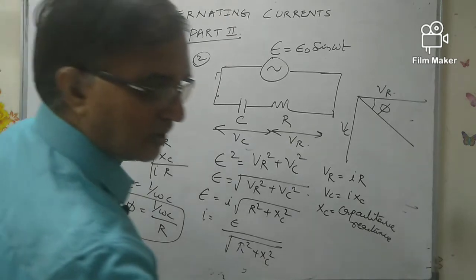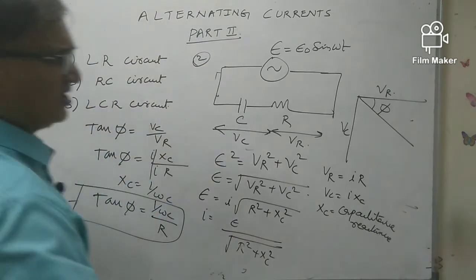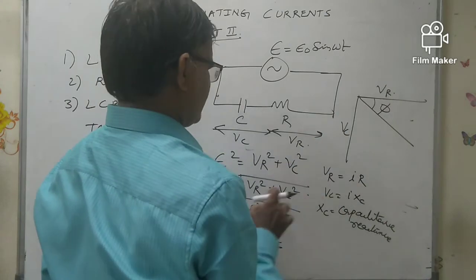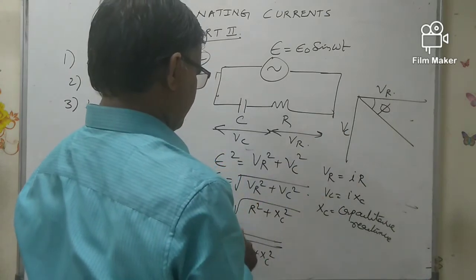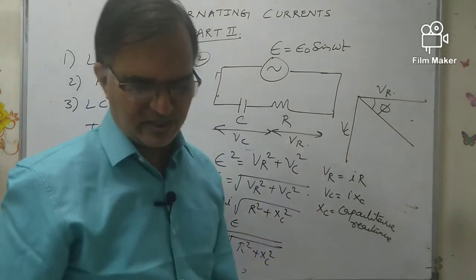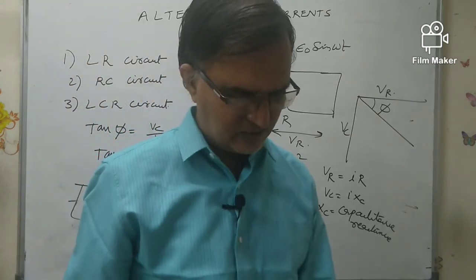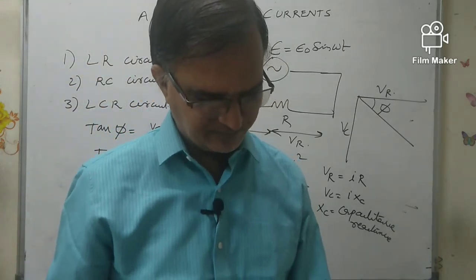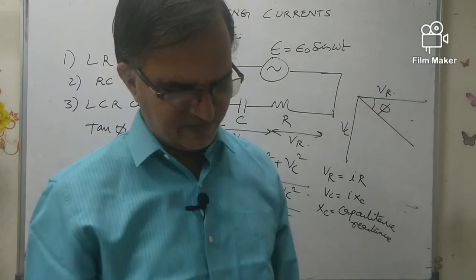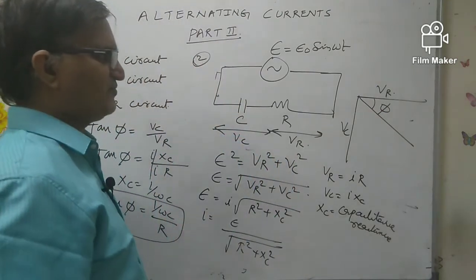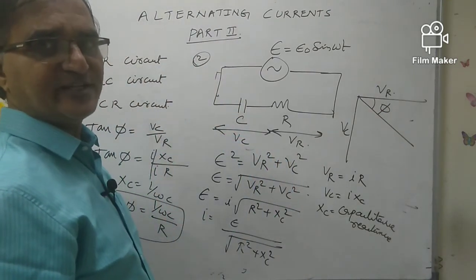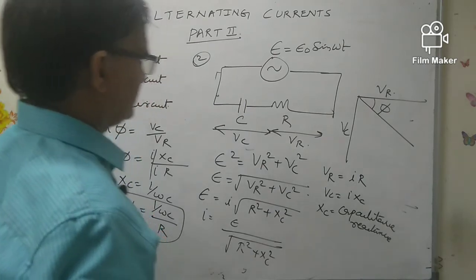Now you just have to remember this, how the impedance Z is obtained. Remember Z, the impedance. Then we can write like this. That is the RC circuit. Here VR is the potential difference across the resistor, and VC is the potential difference across the capacitor.